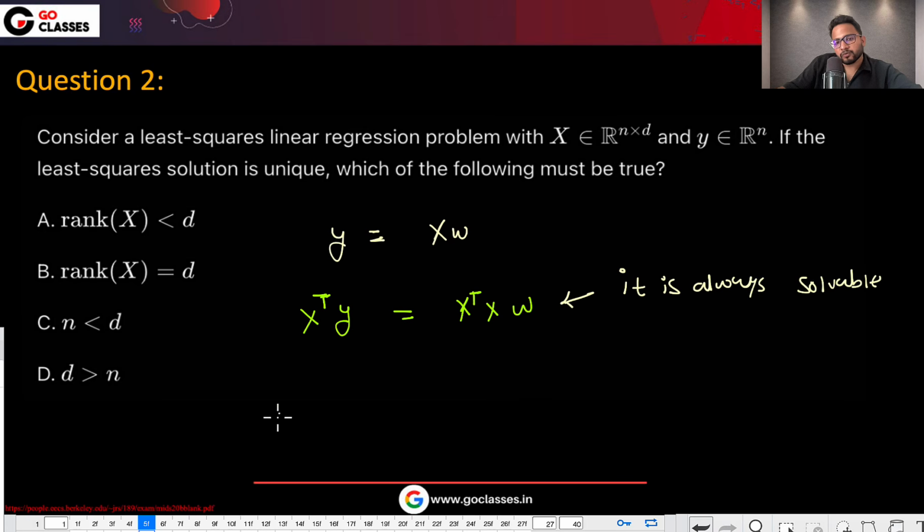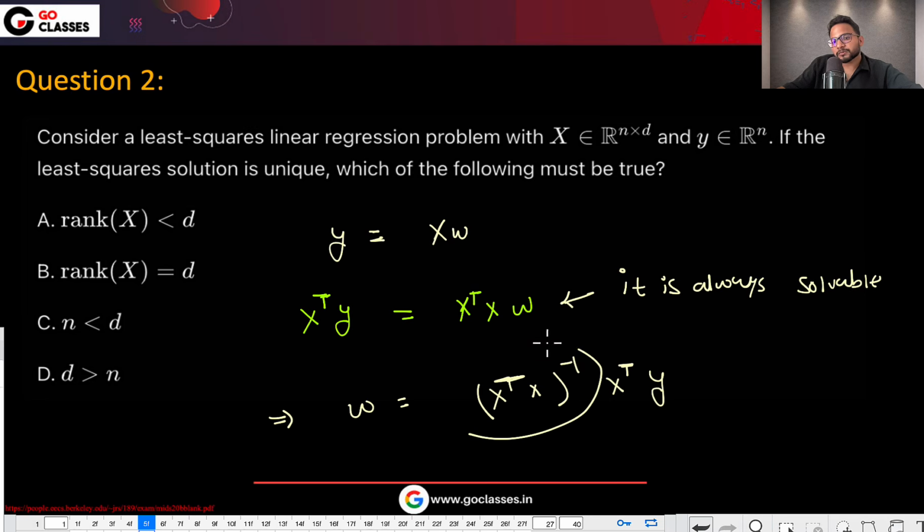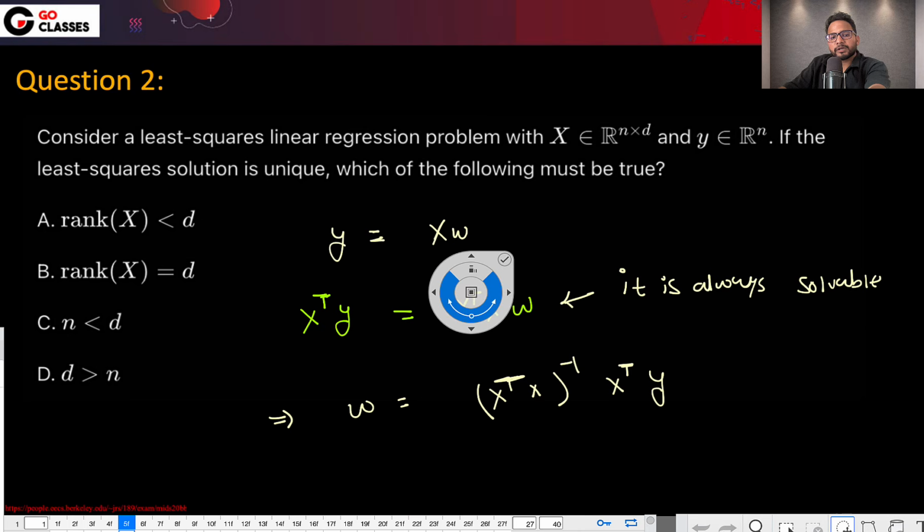So now if you find out w, then it will come out to be (X transpose X) inverse times X transpose y. This is your w. Now if you want to find out the unique solution of this, then X transpose X must be invertible, then only you can find the unique solution, right? So you can say this must be invertible.